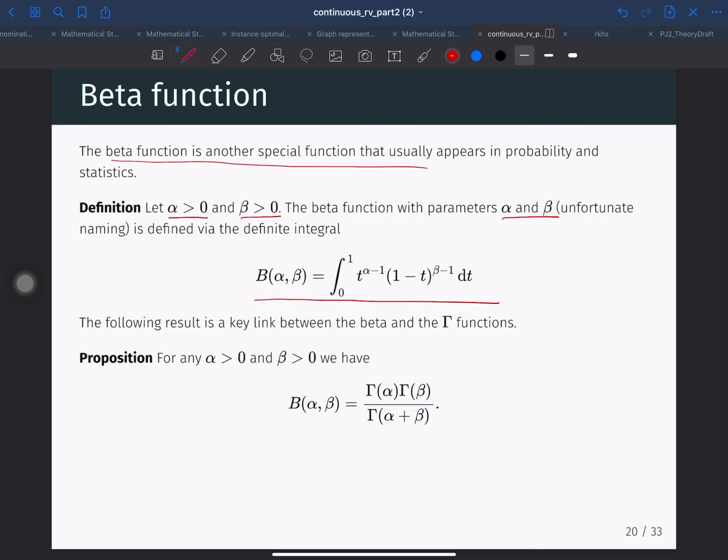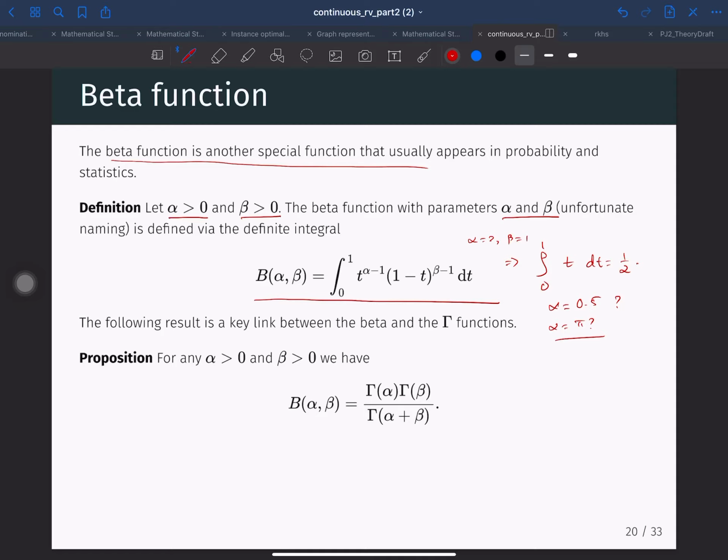So for example, let's say alpha equal to 2, beta equal to 1, then this is nothing more than the integral from 0 to 1 of t dt. And so that should give you 1/2. But then what happens if say alpha equal to 0.5? Or say alpha equal to pi? So what is the value of this function?